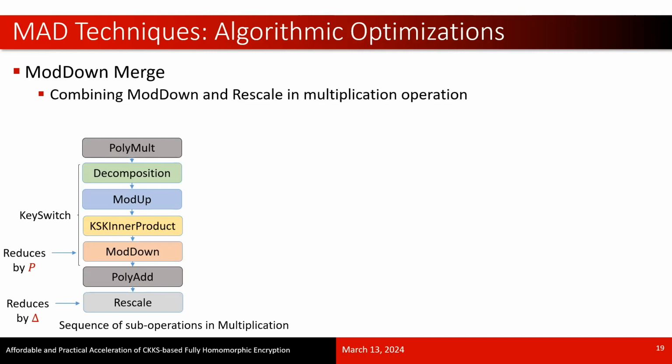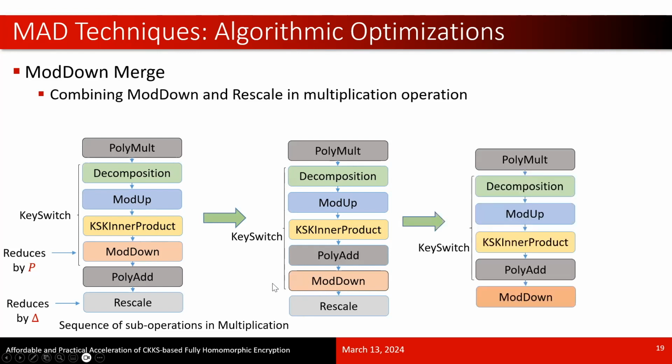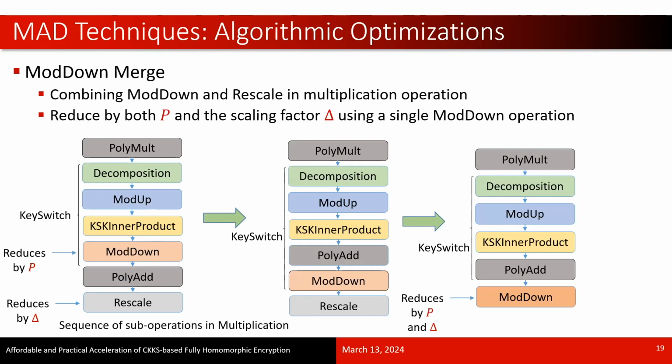Now to merge these mod down operations, we must lift the poly add operation, which is in between the two mod down operations, to above this first mod down. We can achieve this by lifting the polynomials to the modulus PQ, thus making the two mod down operations adjacent to each other, which allows them to be combined. Thus we can reduce the ciphertext by both P and the scaling factor delta using a single mod down operation. This in turn reduces the number of NTTs by completing the key switch operation in the raised basis.